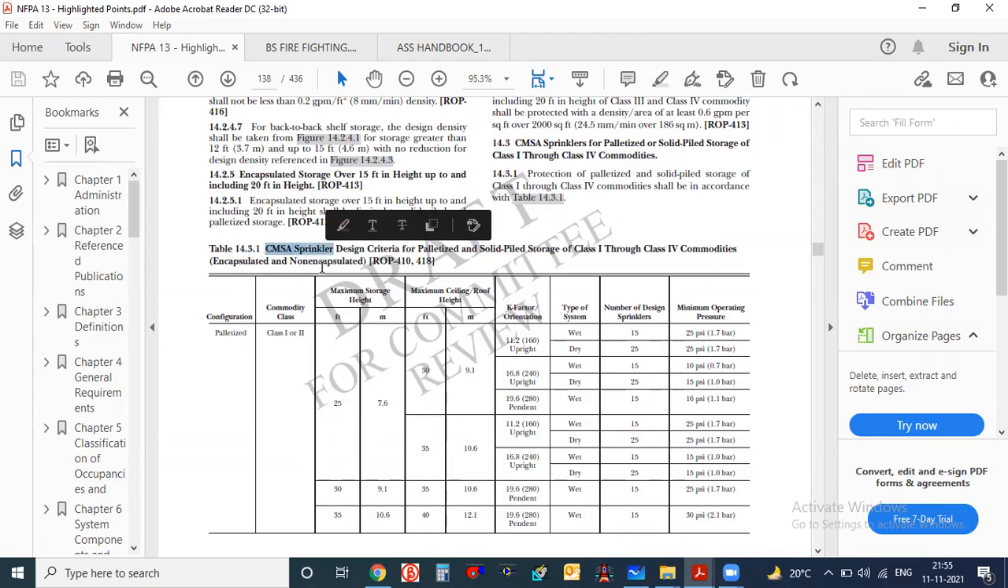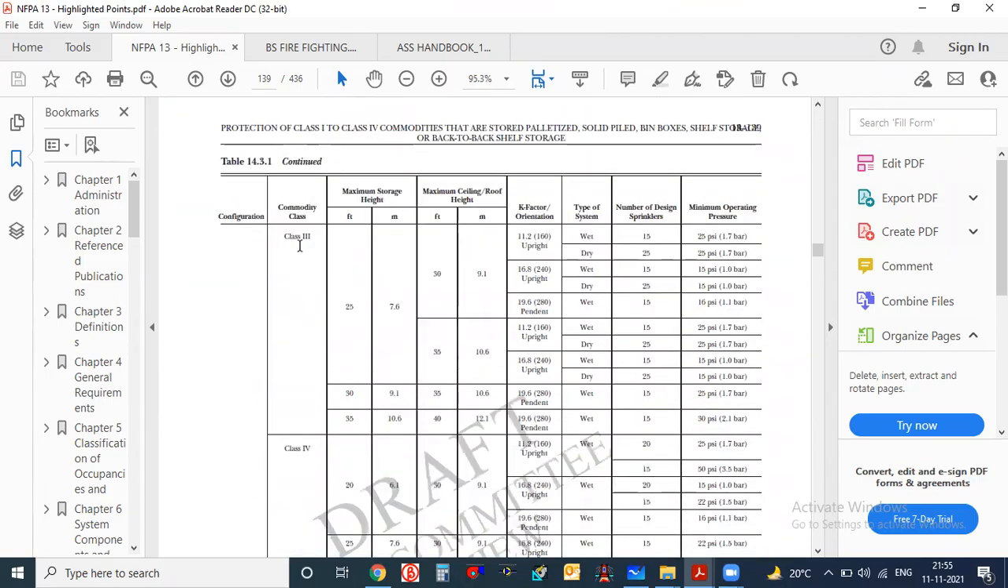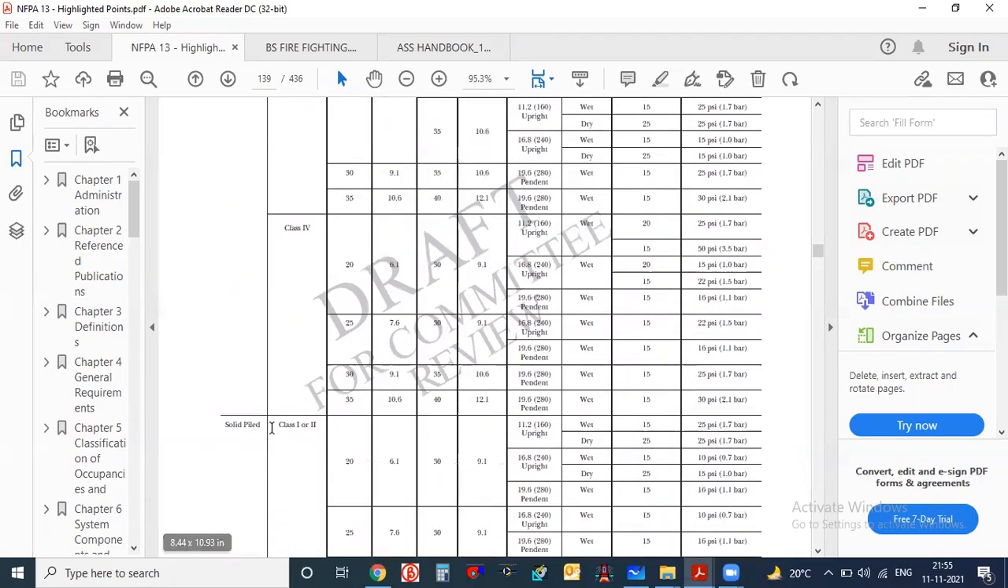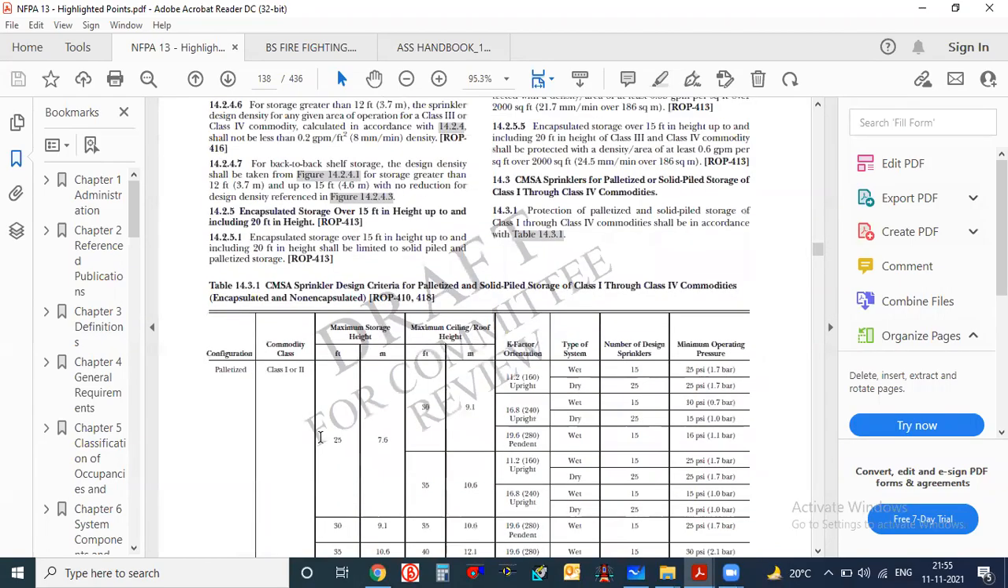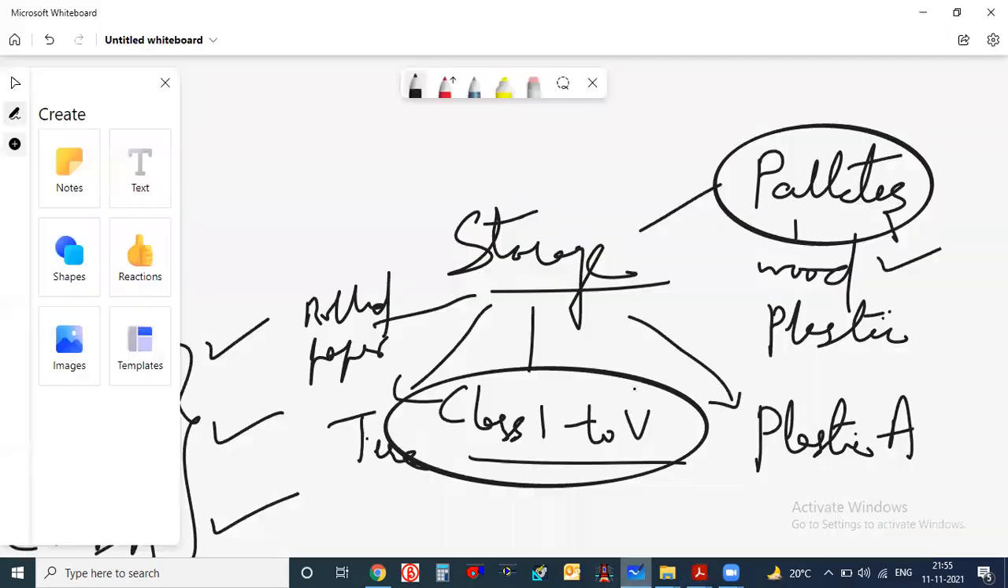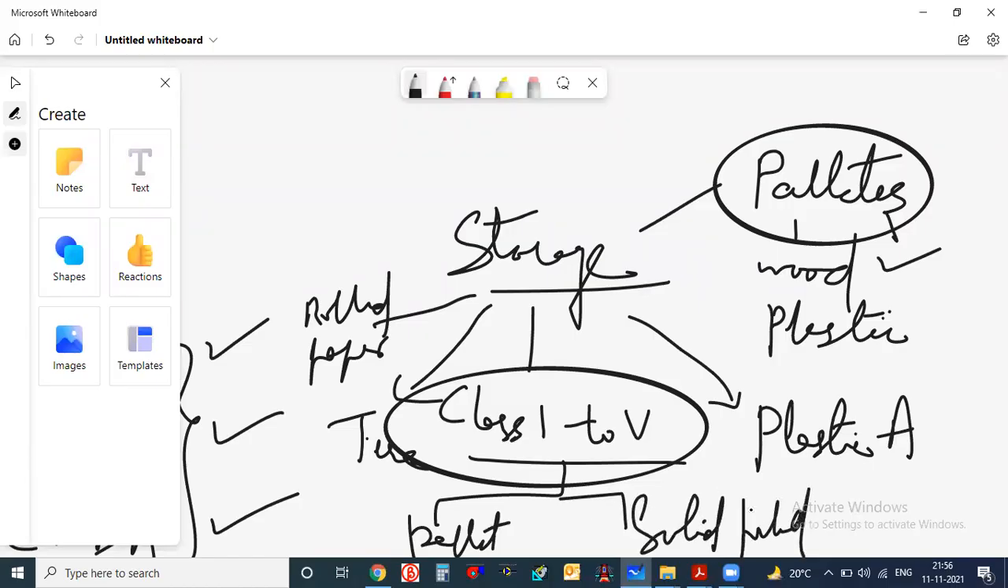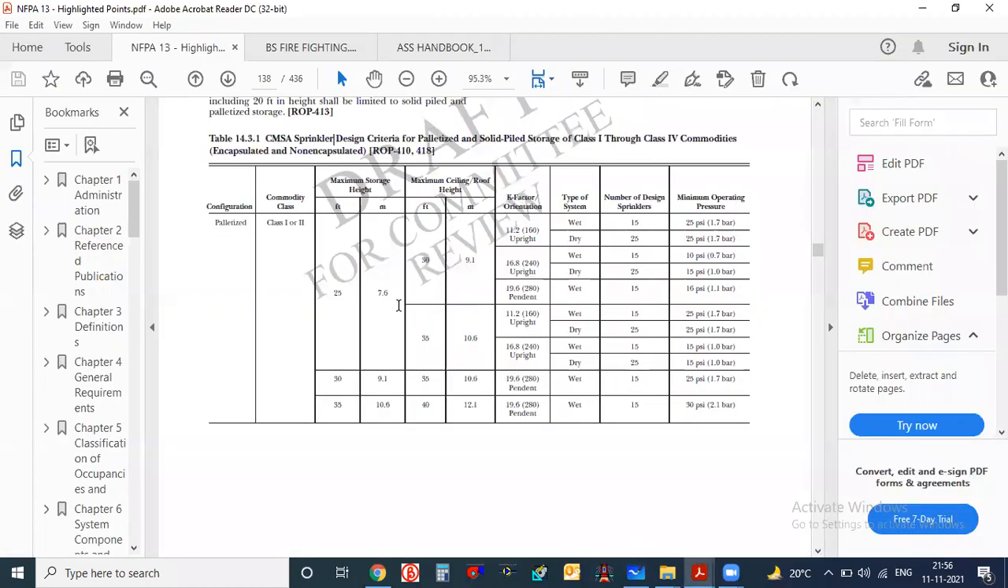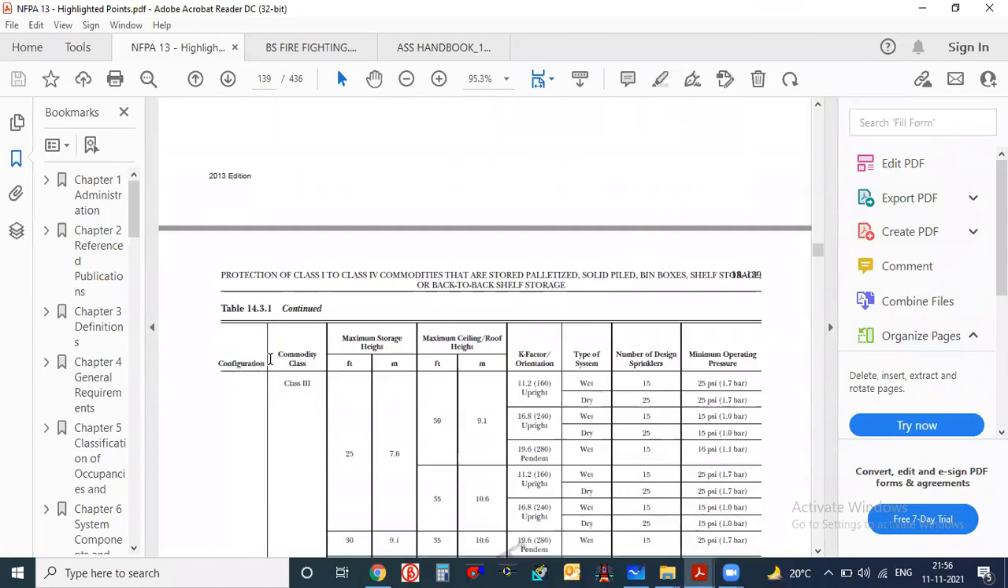Remember that whenever a CMSA sprinkler is coming, the table will be like this only. You will get maximum ceiling height, type of system, number of design sprinklers, minimum operating pressure. But here the commodities change, class 1 to class 2, palletized. The same thing will be followed for class 3, class 4, solid piled. Again, you can see this commodity 1 to 5 is classified into two sections: one is palletized, one is solid piled. So you have to remember this also.